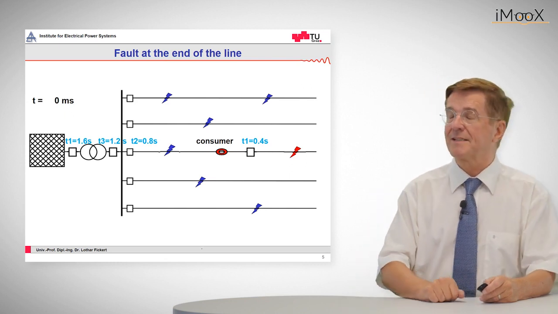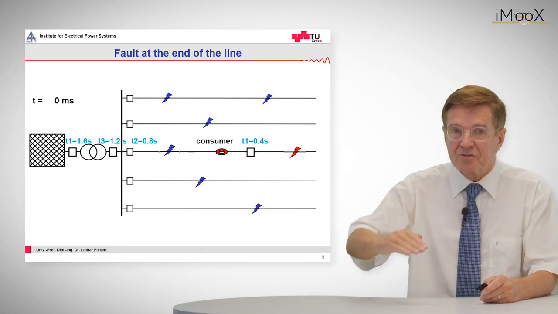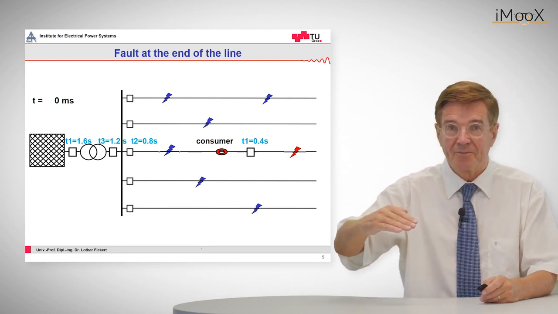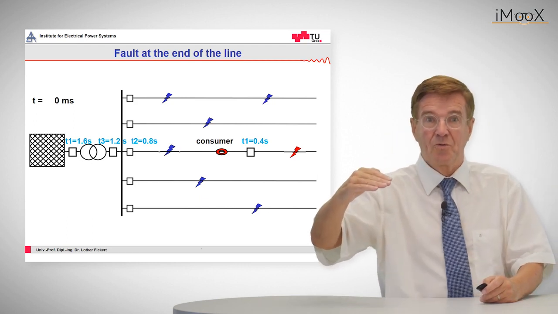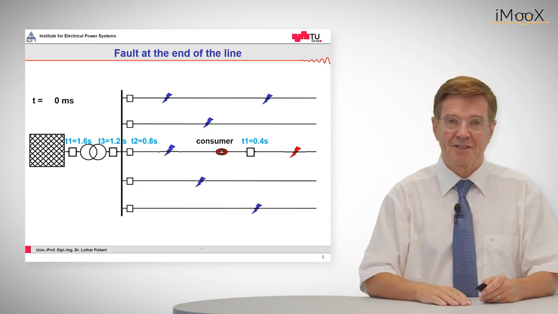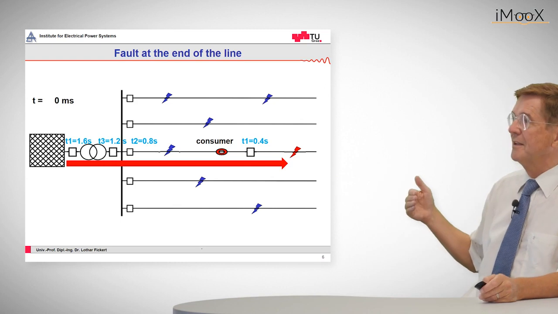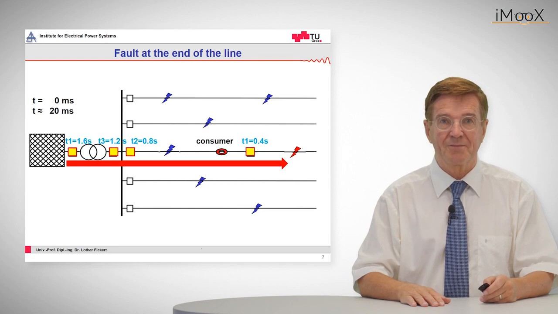In light blue you can see to my right side the tripping times, which are continuously going up from the end, 0.4 seconds, to the beginning of the line, 0.8 seconds, to the low voltage side of the transformer, 1.2 seconds, and the upper voltage side of this transformer with 1.6 seconds. Now at the onset of the fault we have a fault current flowing from the grid to the fault and all relays will pick up, which is indicated by a yellow square.